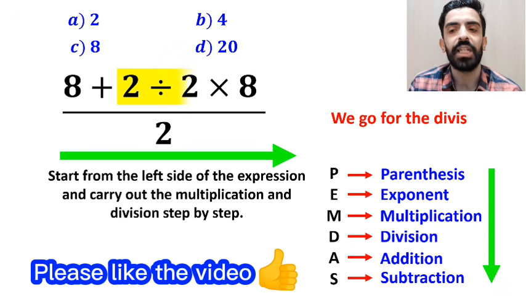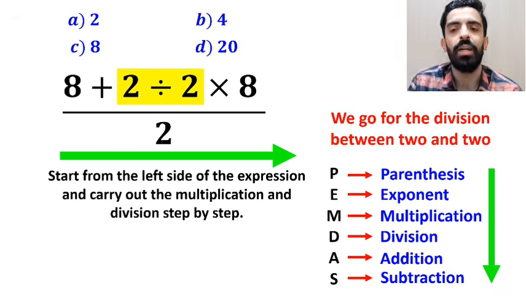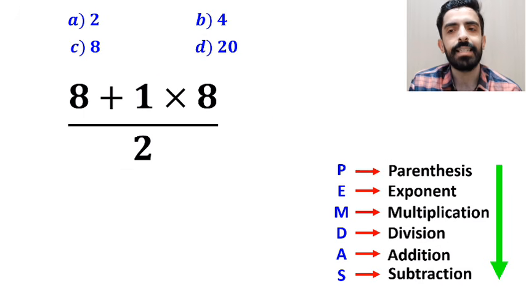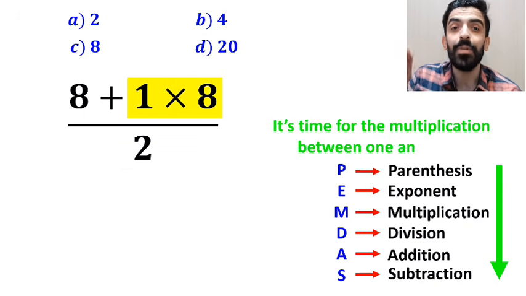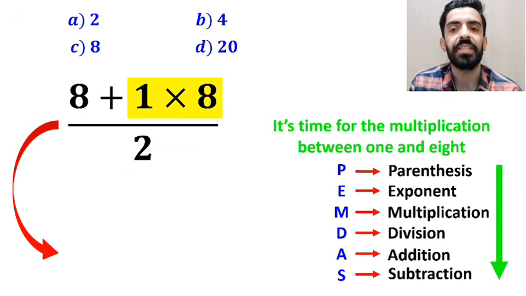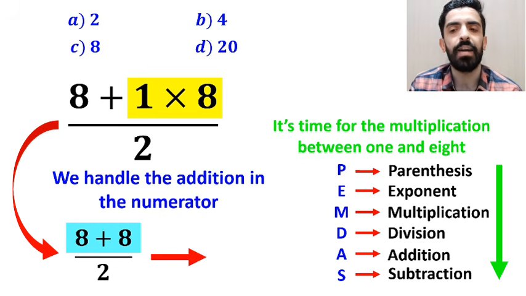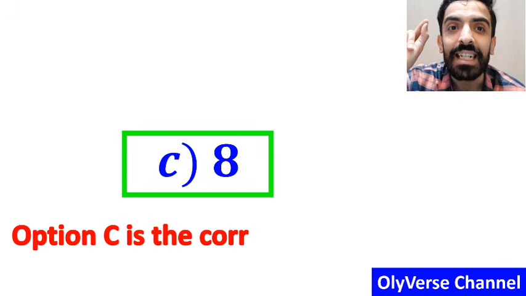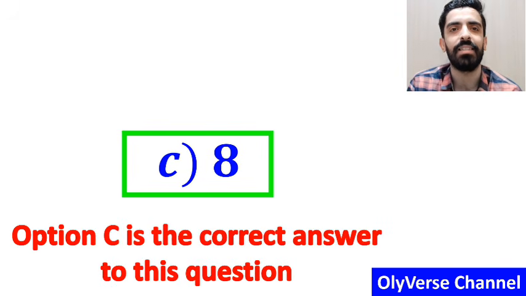So, first we go for the division between 2 and 2. And we can write the whole expression as 8 plus 1 times 8 over 2. And the next step, it's time for the multiplication between 1 and 8, which simplifies this expression to 8 plus 8 over 2. Finally, we handle the addition in the numerator and simplify this expression to 16 over 2, which ultimately gives us the answer 8. That's great. Option C is the correct answer to this question.